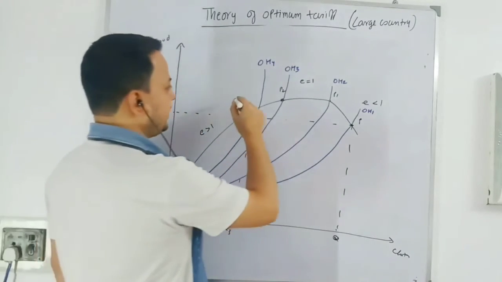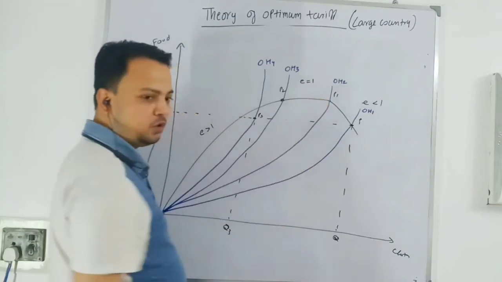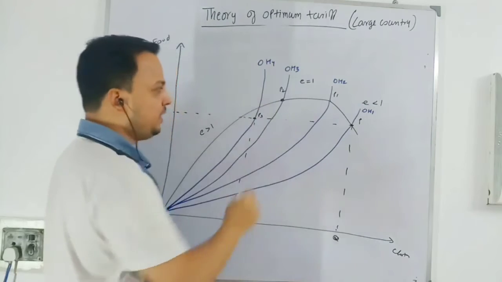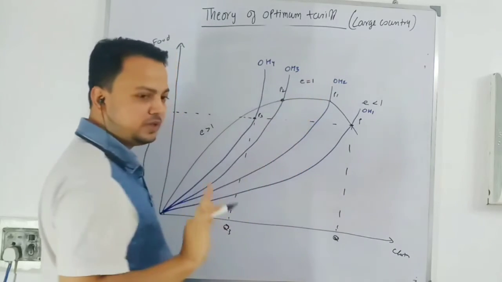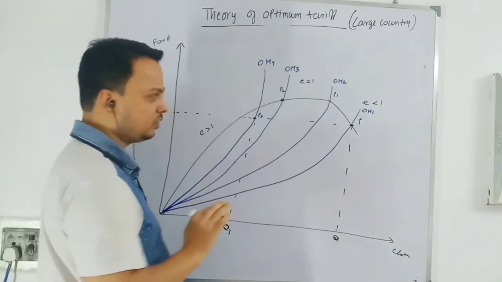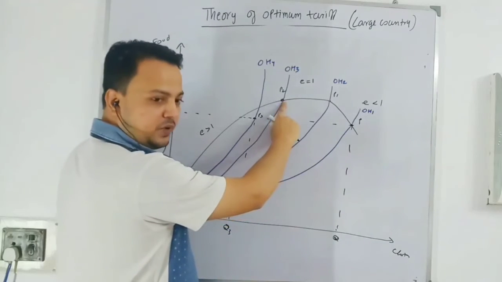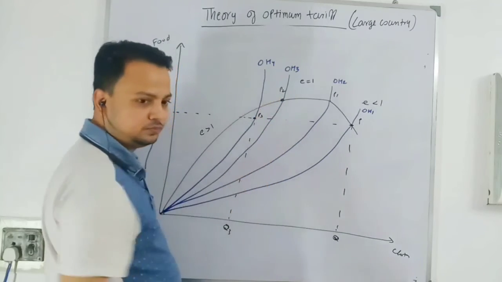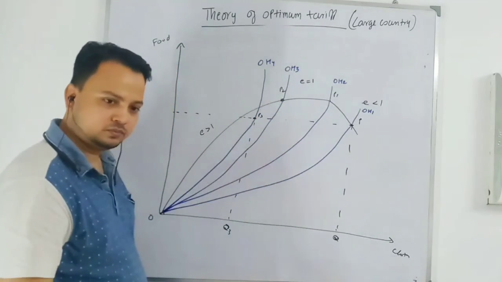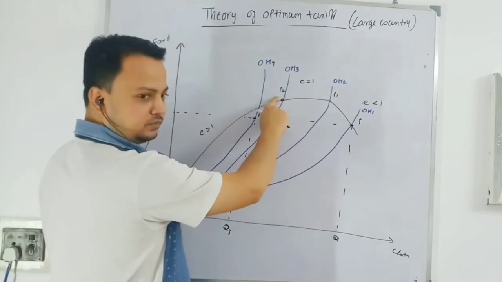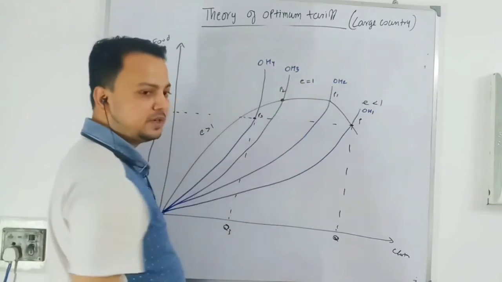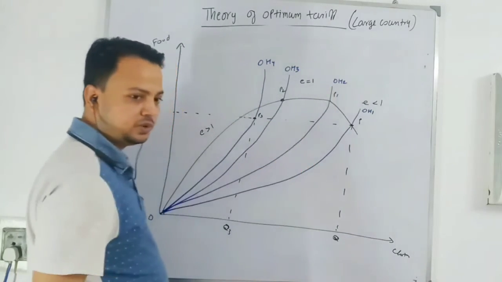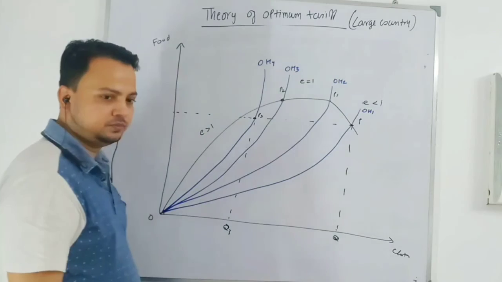If you are drawing your trade indifference curve, I am not drawing it here. Welfare of the home country will be higher here. If you draw the trade indifference curve of the home country, you can say that welfare of the home country is higher at P2 than at P3. So home country will choose P2.